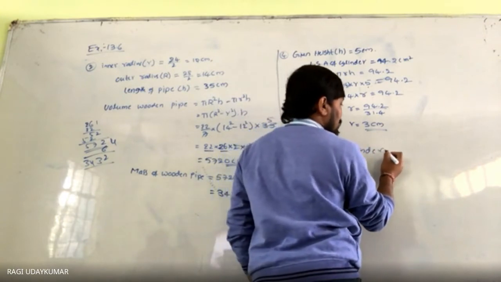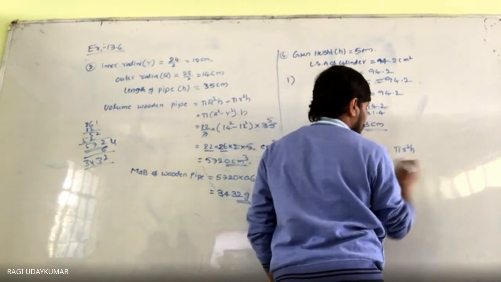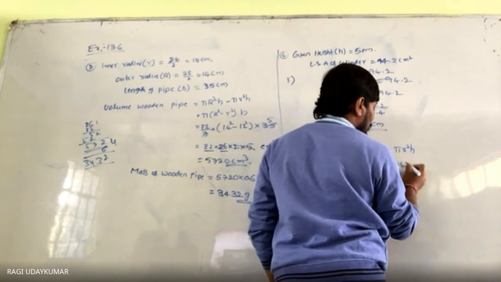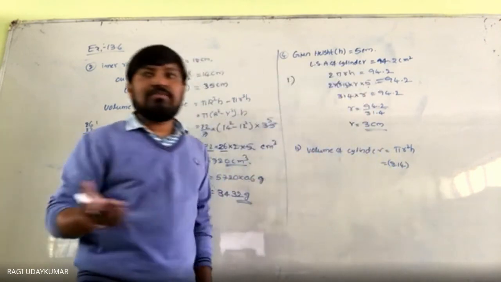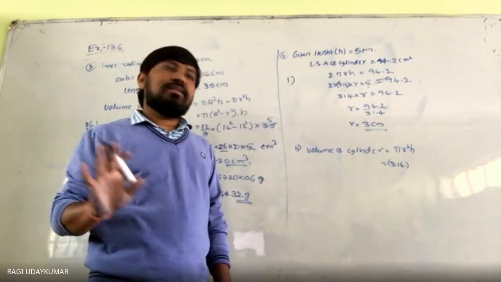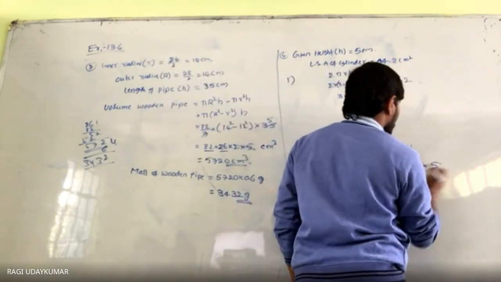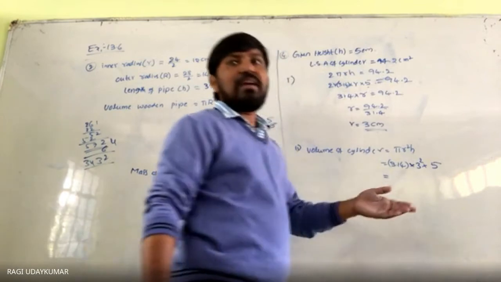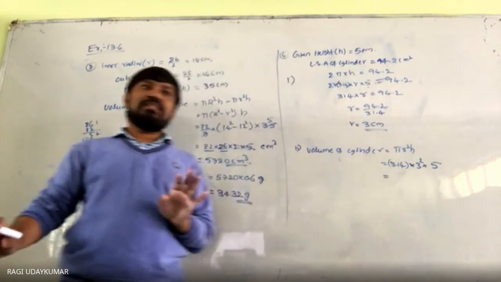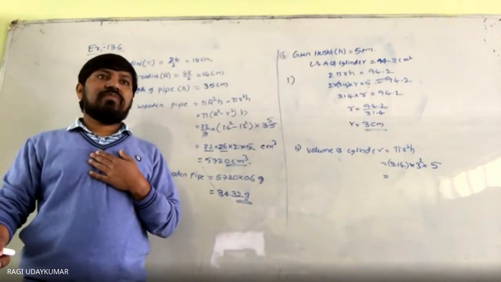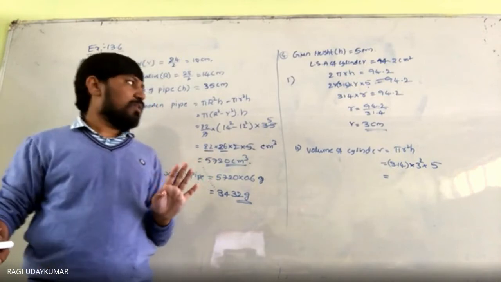cylinder, which is equal to pi r square h. So pi here is also 3.14. In both cases you need to take 3.14 into consideration. 3.14 into 3 square into 8. Simplify it, and you are going to get the answer in decimals, in centimeters. Simple question.